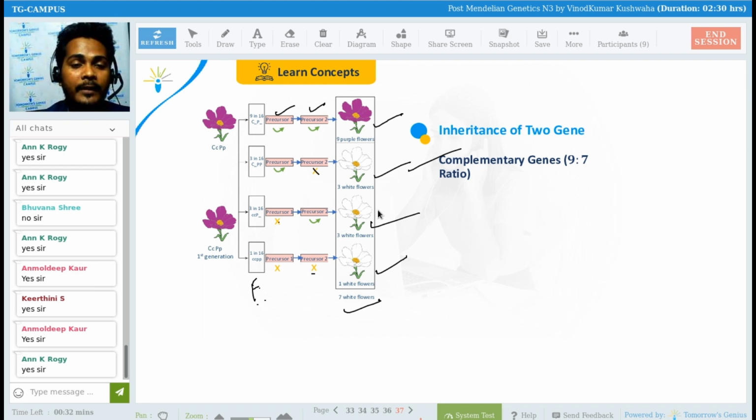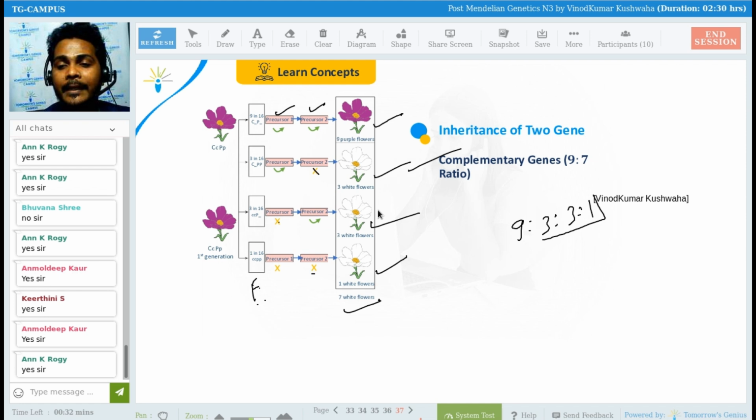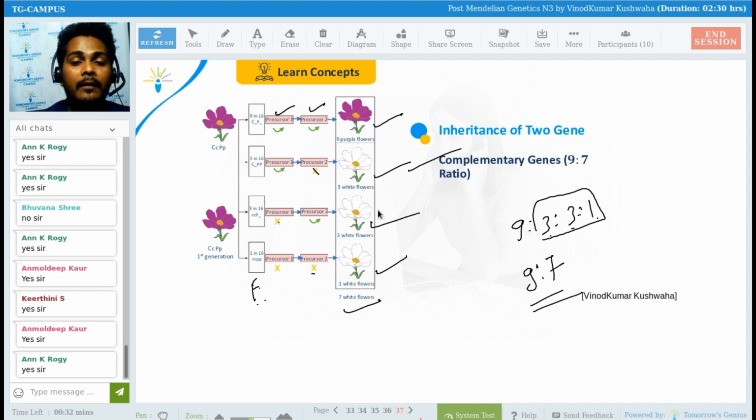How? With the help of this complementary gene, because it is extra adding, right? You can see here 9 is to 3 is to 3 is to 1, the initial ratio in a dihybrid cross. What happened? These three classes are added, so it becomes 9 is to 3 plus 3 plus 1, that is 7. So it becomes a 9 is to 7 ratio in a complementary gene. Okay.